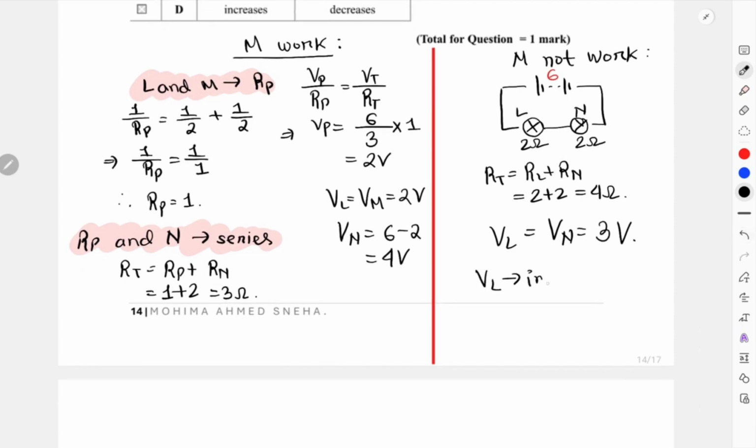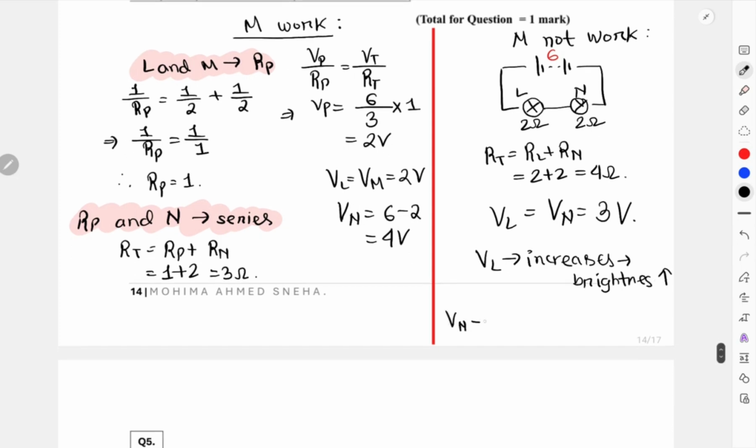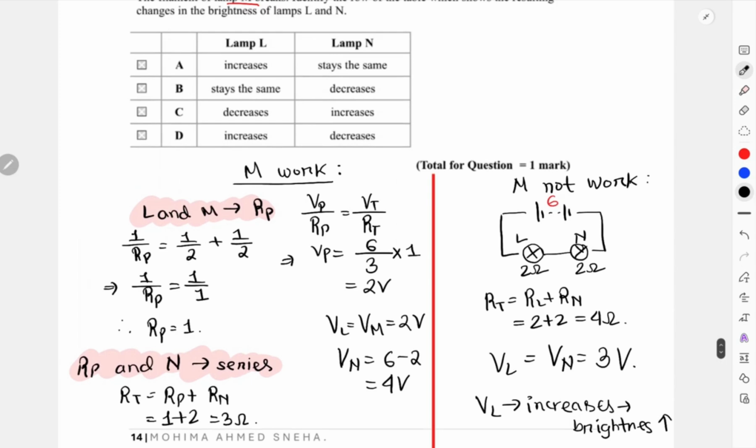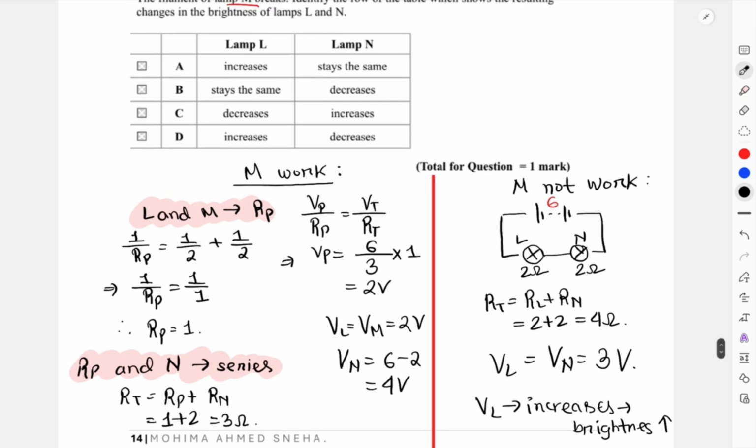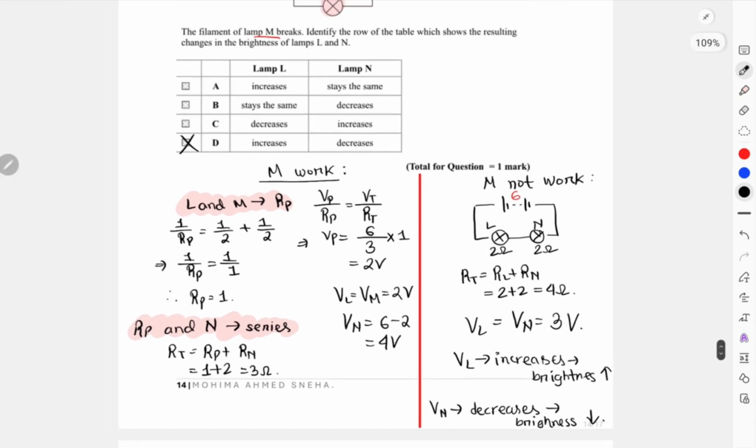Voltage increases, so brightness increases, right? And for voltage N, this voltage decreases, and if it decreases, it would indicate brightness decreases. So this is it. That means from this entire mathematical calculation, it was easier for me to explain this question to all of you, which means that L increases, N decreases, which is option D, the correct answer.